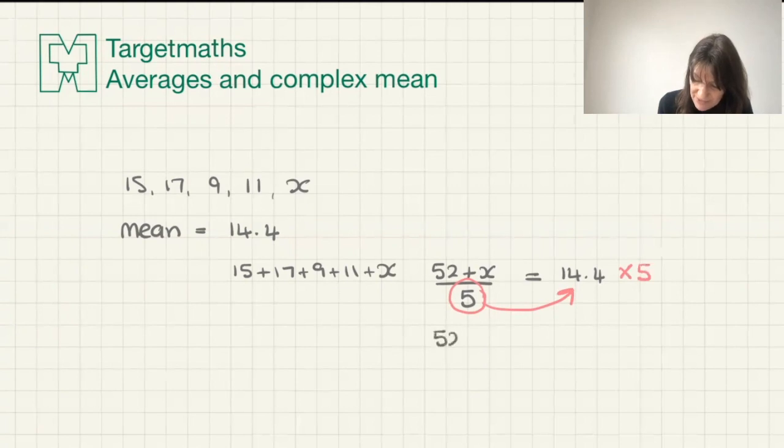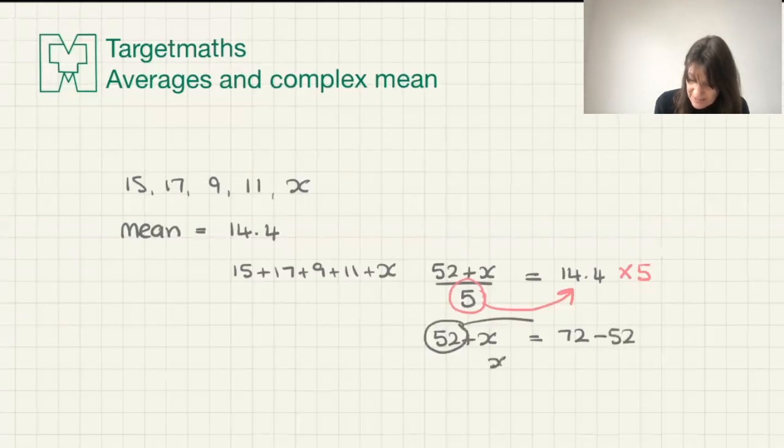That leaves me 52 plus X on this side. And that is going to equal 14.42 times 5, which is 72. I'm then going to take off the 52 to leave X equaling 20. And that's the missing number from the data set. So I haven't changed my understanding of the mean. I'm just using it a slightly different way.